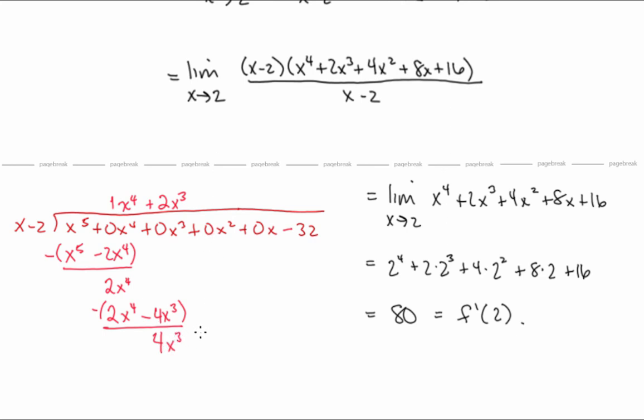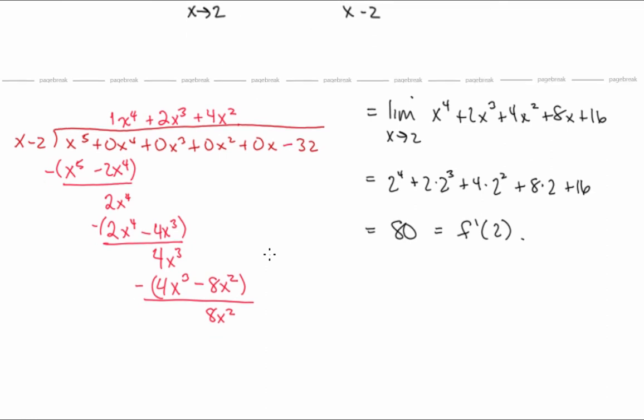Again, we bring down nothing, and now we want to know what do we need to multiply x minus 2 by to get a 4x to the third. And that's going to be a 4x squared. So 4x squared times x minus 2 is going to be 4x to the third minus 8x squared. And again, we subtract, and so that becomes 0, and here we have a positive 8x squared.